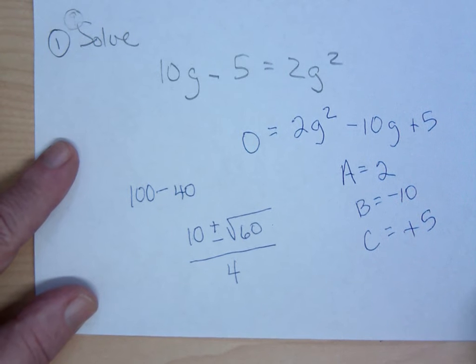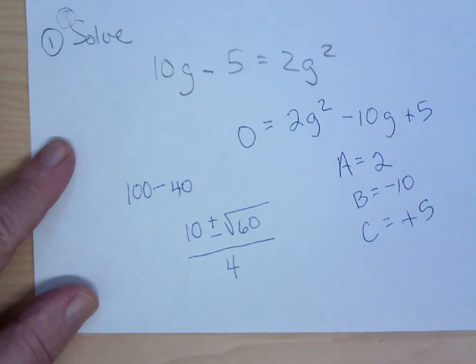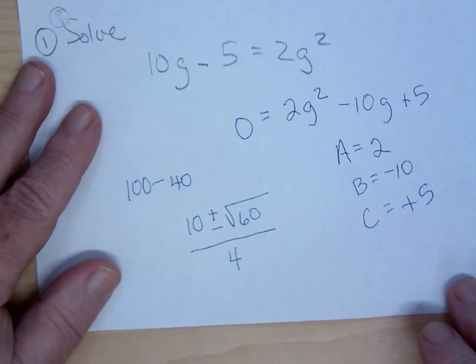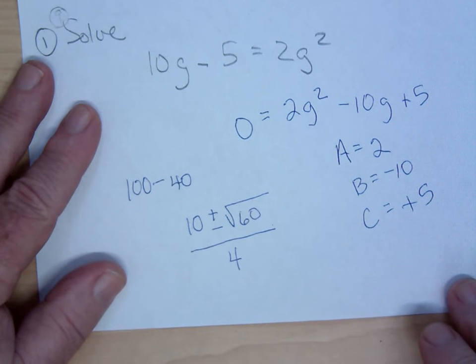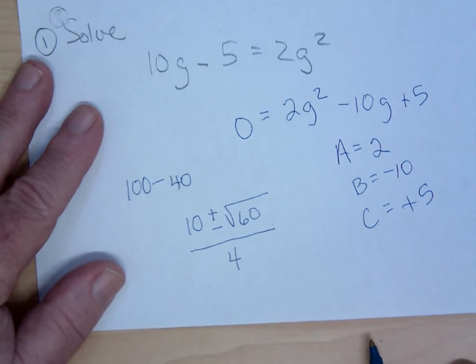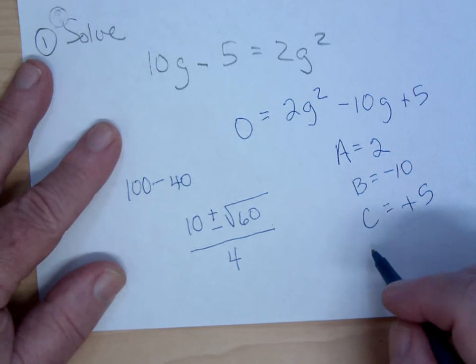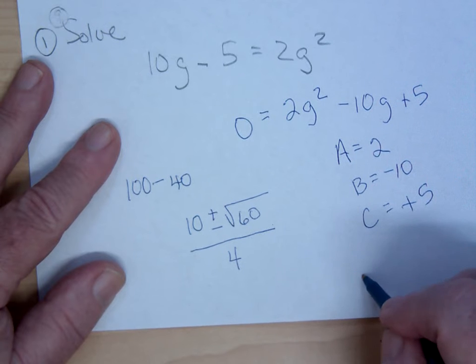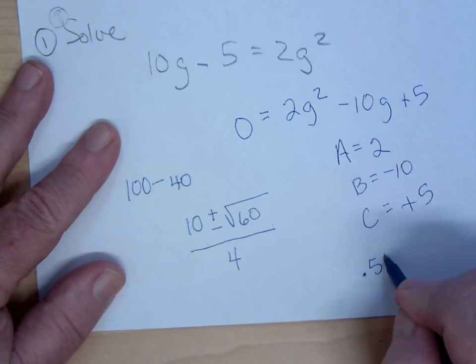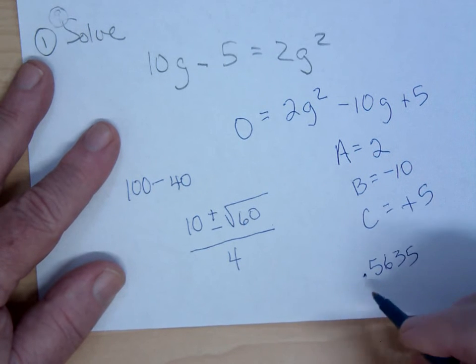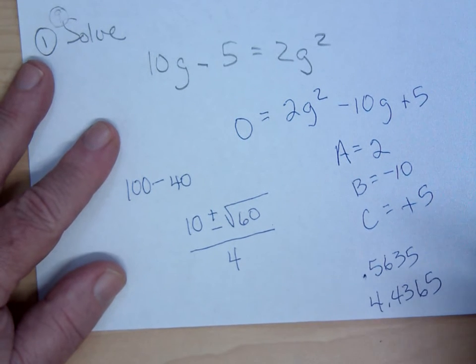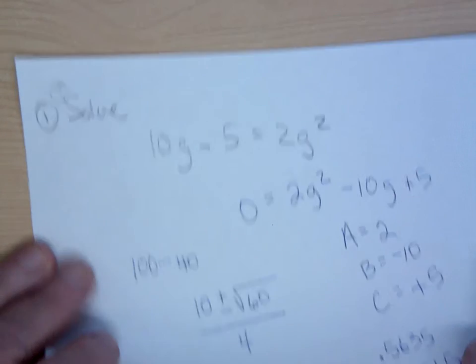Now when you plug this into a calculator, and I could ask you to plug this into a calculator, you will get 2 answers because one will be the plus and one will be the minus. And if I ask you to round it off, say to the nearest 10,000ths, you would get 2 answers. One would be 0.5635 and the other one would be 4.4365. So that is an example of one of the kind of problems that you'll see.